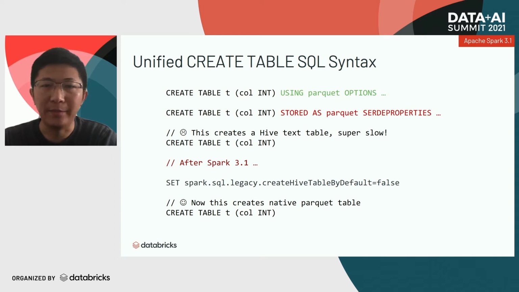In Spark 3.1, we unified these two create table syntaxes. Now there's only one syntax, which is compatible with both Hive and the native one. We also added a config to allow creating Parquet tables by default if you simply write create table without specifying the data source. Note that this config needs to be set manually, otherwise Spark will still create Hive tables for backward compatibility reasons.